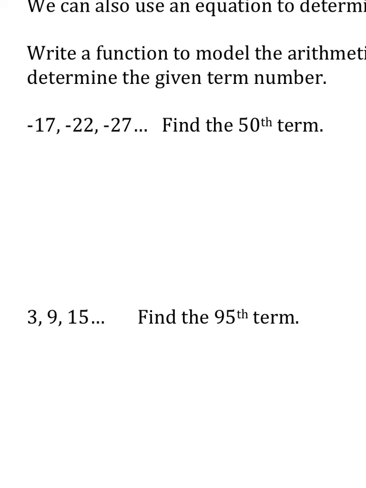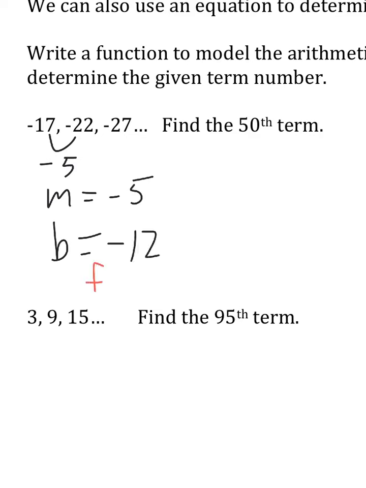Just like we were doing on the previous page, we have negative 17 to negative 22. Well, I'm subtracting 5, so we know that our common difference is equal to negative 5. Then our 0 term is going to be, what minus 5 gives us negative 17, or negative 17 plus 5? Well, that will be negative 12. So our function is going to be f of x equals negative 5x minus 12.